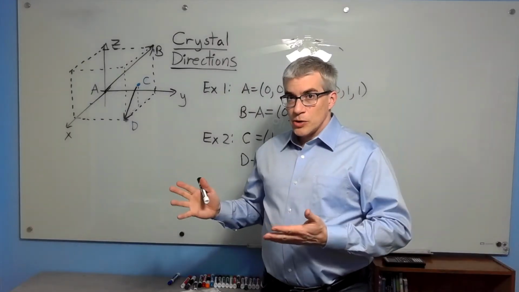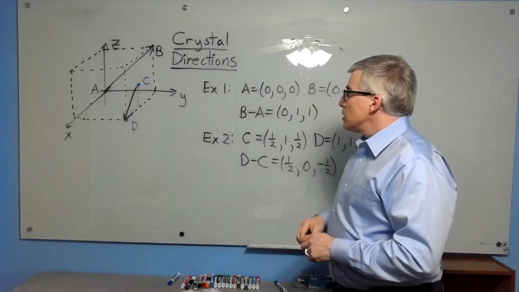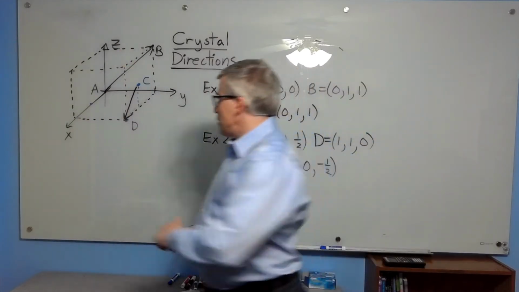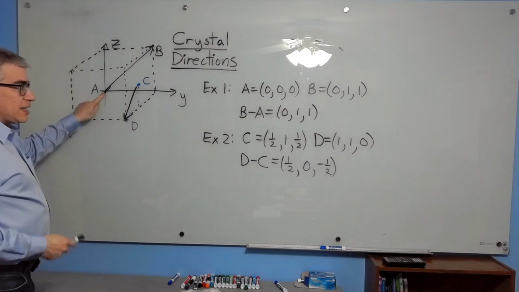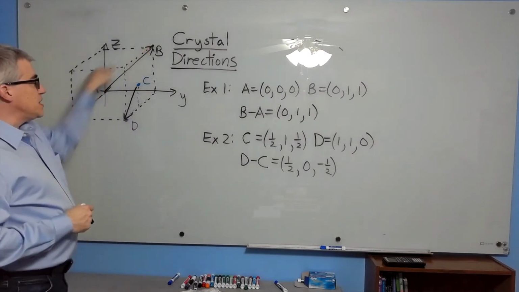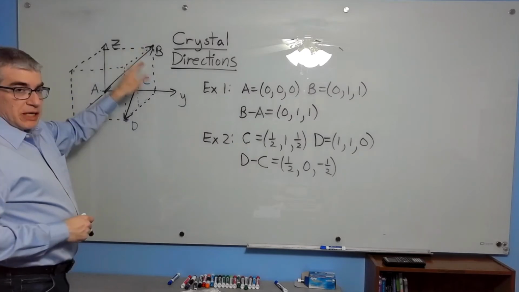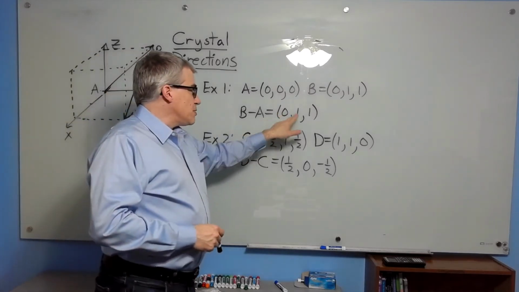Here's the code for directions in crystals. Now suppose you have x, y, z axes, and you have an initial point, A is 0, 0, 0, and point B is 0, 1, 1. B minus A is the vector from A to B. You subtract the coordinates, you get 0, 1, 1.